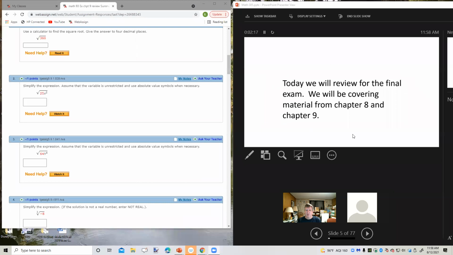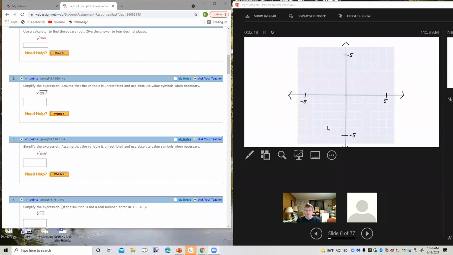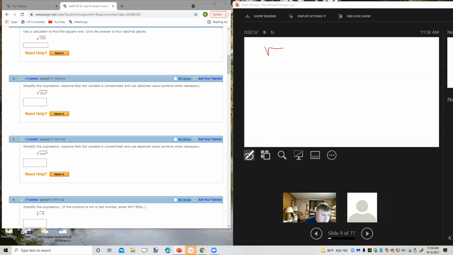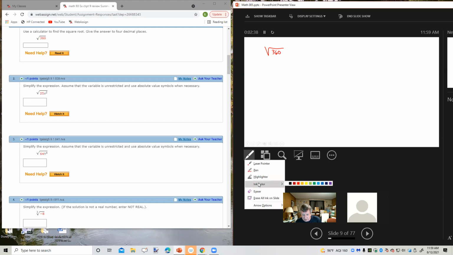All right, so now we're going to look at chapter 9, which is radicals. Our first question says, use a calculator to find the square root. Give the answer to 4 decimal places. We want the square root of 360. Apparently I've got red ink there, so let's change that to black. It just seems to show up better.